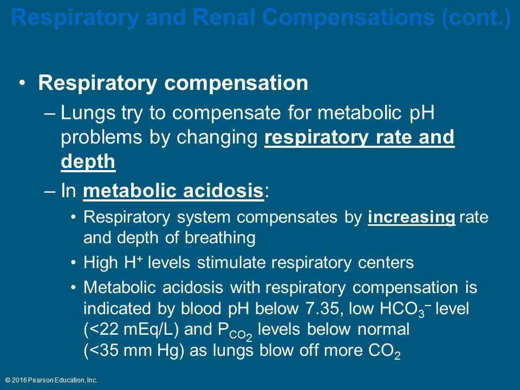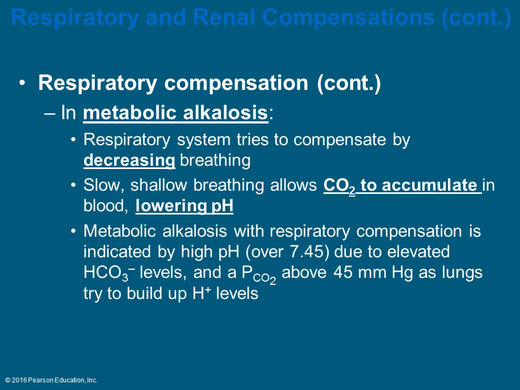How are the lungs going to compensate? Well, they adjust the respiratory rate. So if you have metabolic acidosis, so you have a decrease in pH, what's going to happen? Well, the respiratory system is going to increase the respiratory rate and the depth of breathing. In metabolic alkalosis, the respiratory system is going to compensate by decreasing the breathing. It's trying to allow the carbon dioxide to accumulate in the blood, which would then ultimately lower the pH.